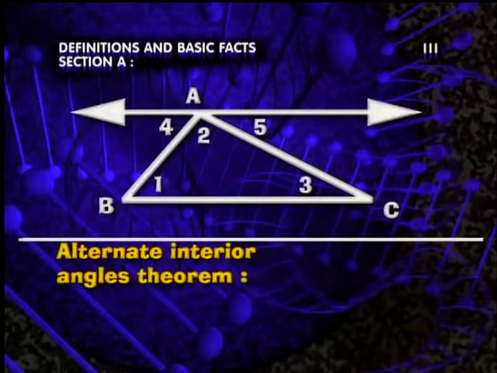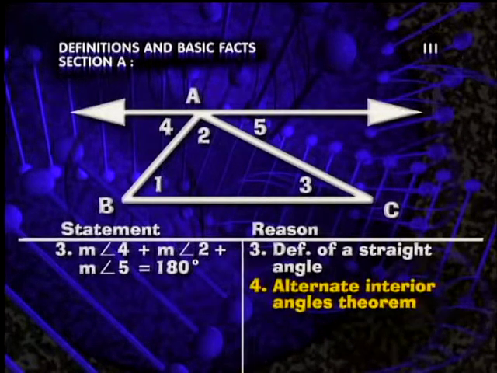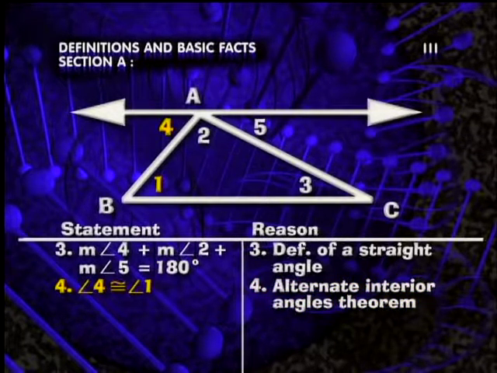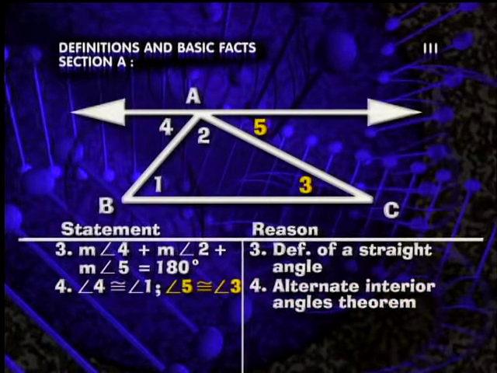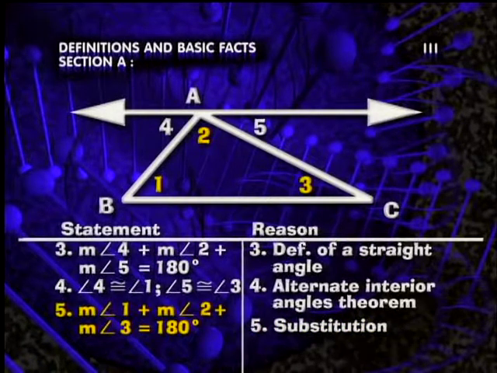Remember the alternate interior angles theorem? Lines are parallel if and only if alternate interior angles are congruent. The alternate interior angles theorem allows us to state that angle 4 is congruent to angle 1, and angle 5 is congruent to angle 3. Good deal. Finally, because of substitution, we can state our goal. The sum of the measures of angle 1, angle 2, and angle 3 equals 180. You see how we substituted the information in our last step into the information in the step before it to get this answer? That's some snazzy proofing for you, and we're done.